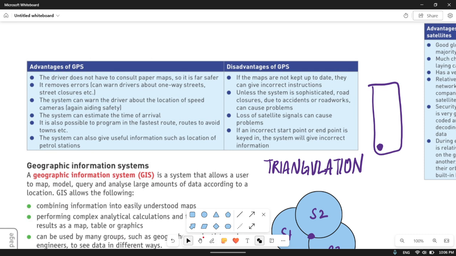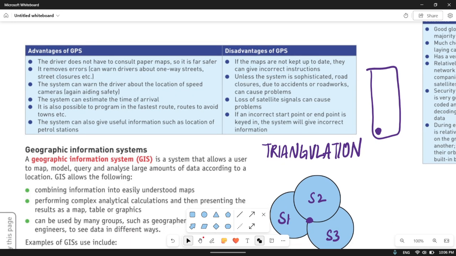Then the system can estimate the time of arrival. Yes, it's also possible to program it in the fastest routes to avoid towns, etc. It can give useful information such as the location of petrol stations. Not only petrol stations but also electrical charging stations nowadays with electric cars coming up.